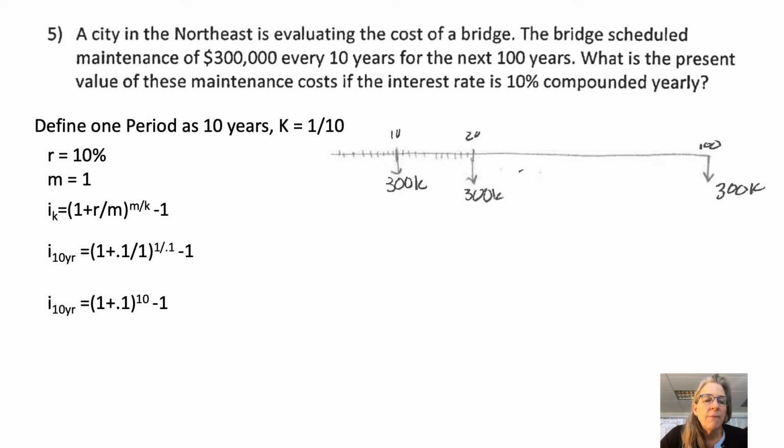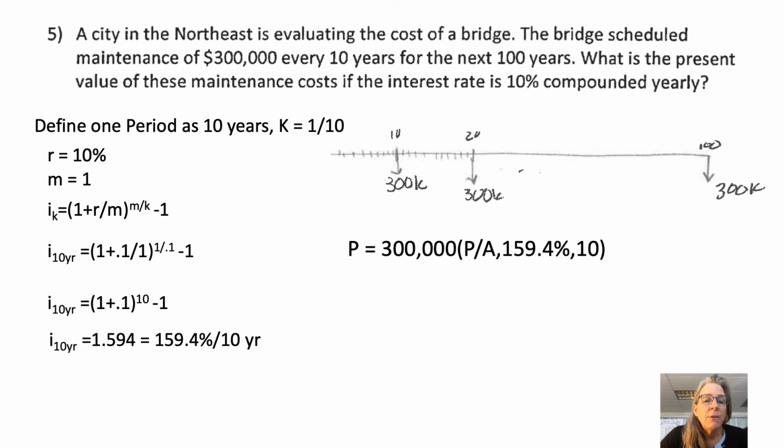One way to look at it is to look back at this equation: it's 1 plus 10% compounded for 10 years is what I've done. So I actually calculated the equivalent interest rate for a 10-year period, which is 159%. Then I'm going to see, well, what's the present value of these cash flows?